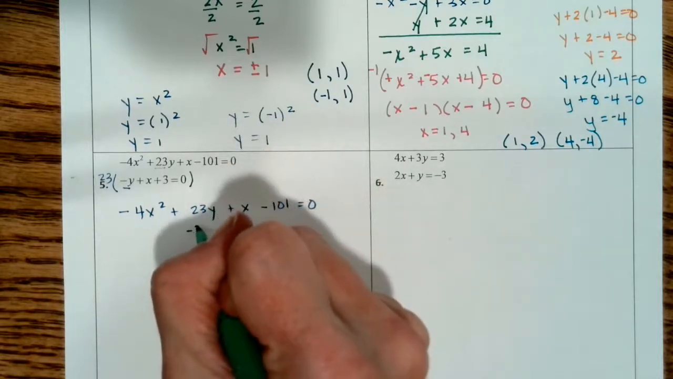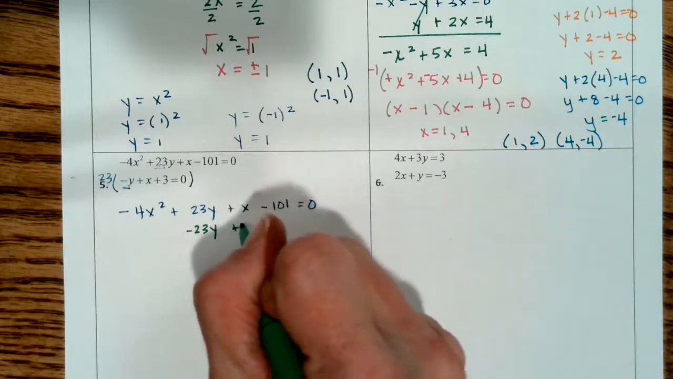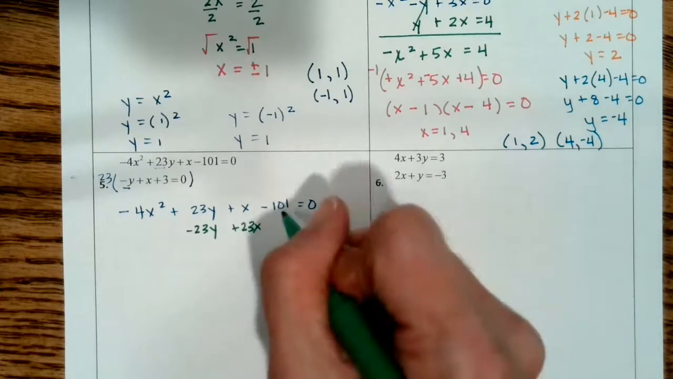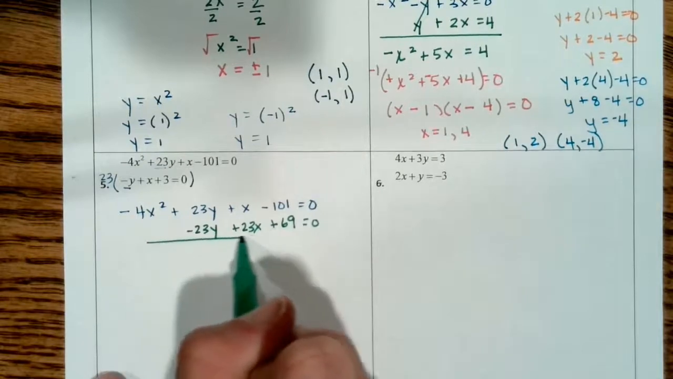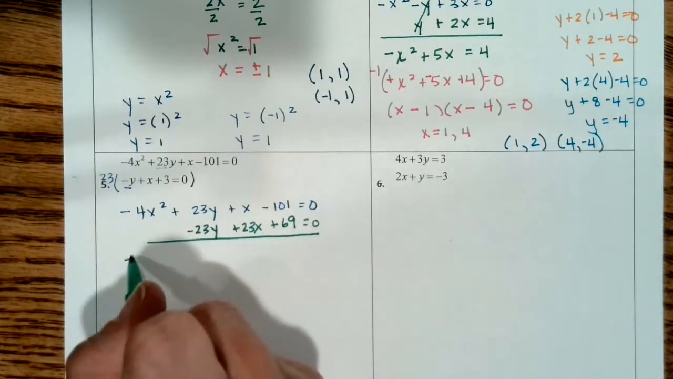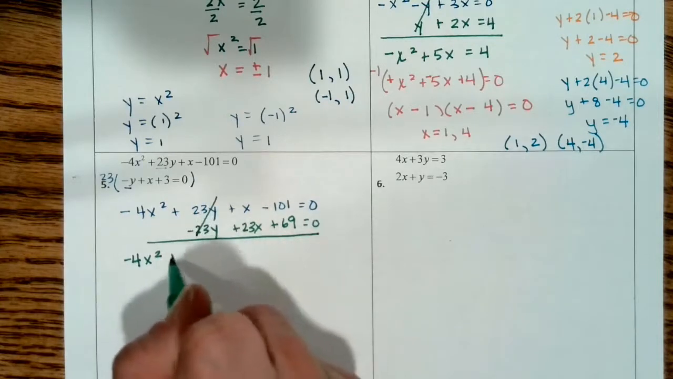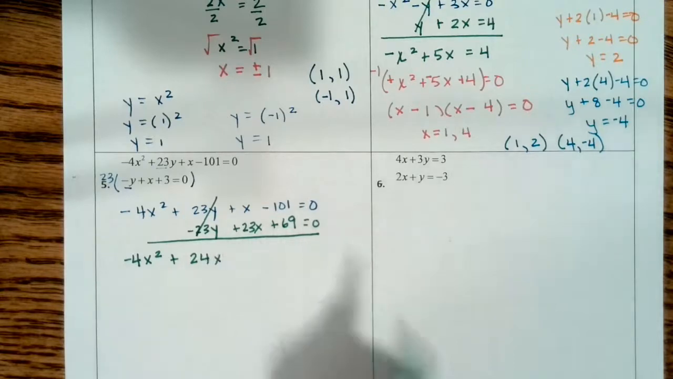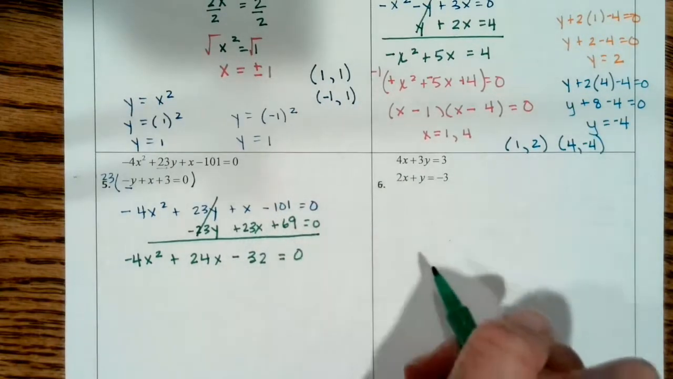Then I have negative 23y's. I have plus 23x's plus 69 is equal to 0. That gives me negative 4x squared. My y's cancel out. Plus 24x minus 32 is equal to 0.